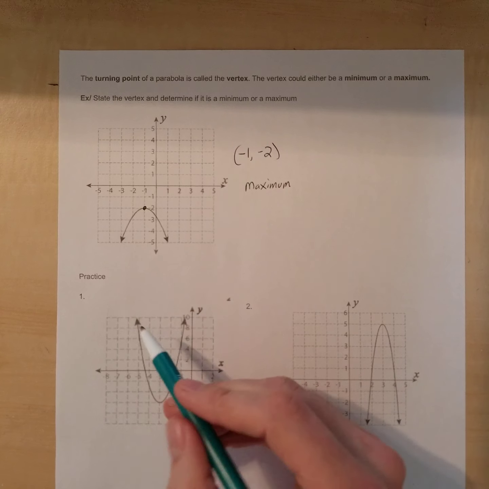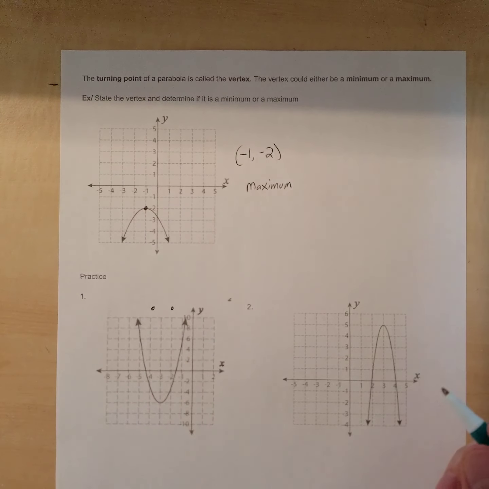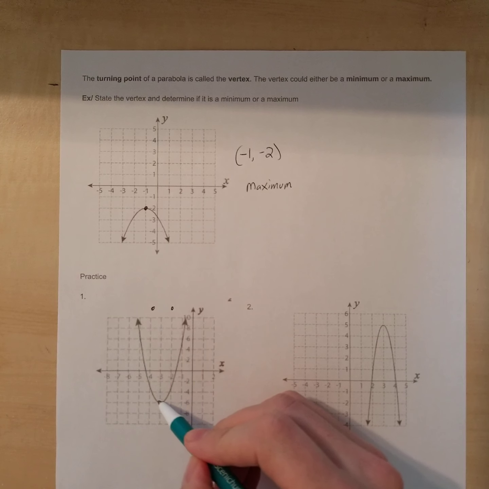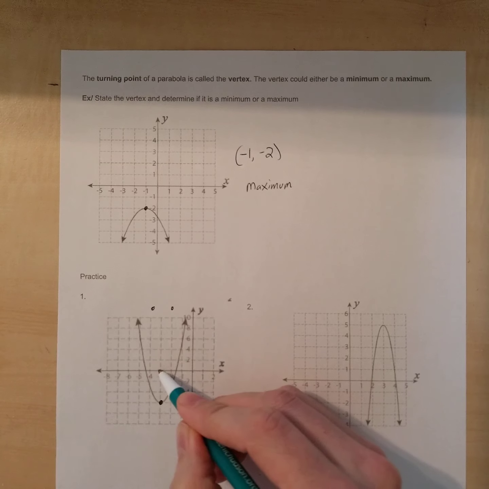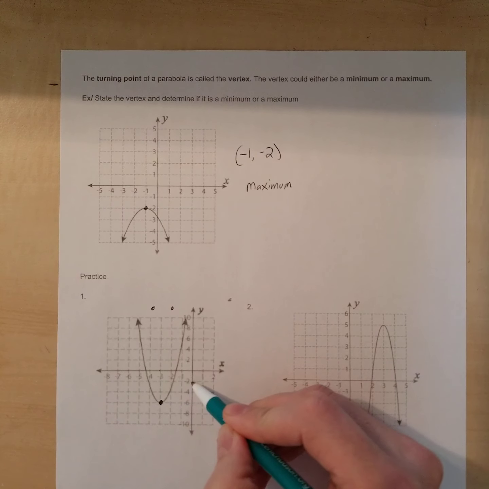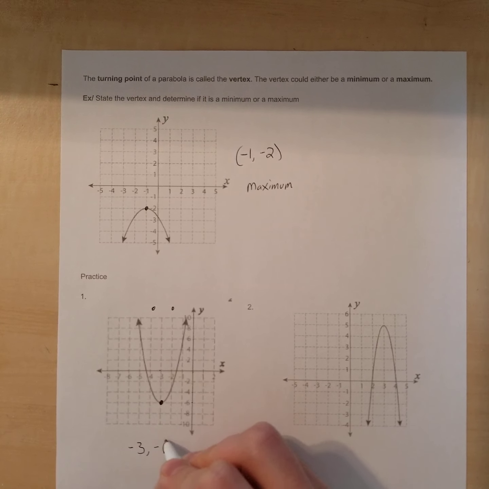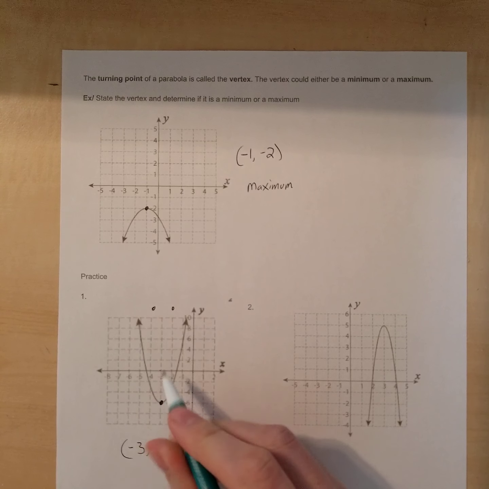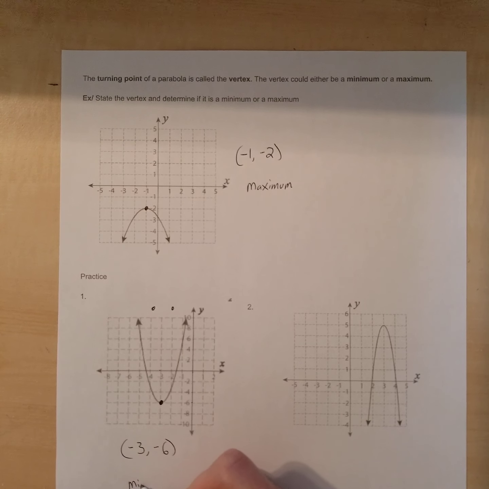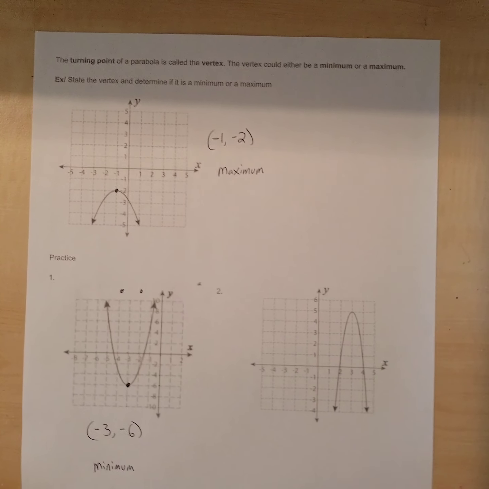Okay, let's take a look. So this one looks like a happy face. He's smiling. Vertex is this turning point right here, and that is the coordinate point negative 3. And careful with the y-axis here because we're going by 2, so 2, 4, 6. So negative 3, negative 6. And since this looks like a happy face, this will be a minimum value because this is the lowest point this parabola reaches.